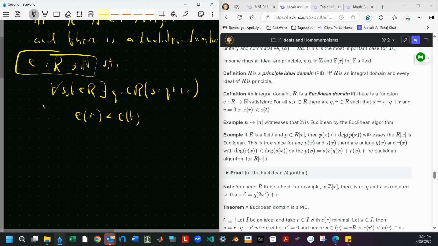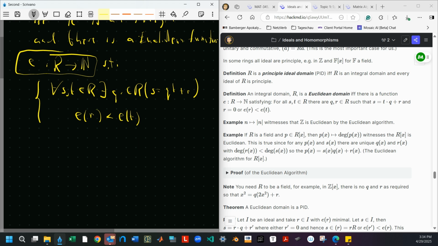One of them will be polynomials over fields, and the other one will be the Gaussian integers. So those are the two really interesting examples. Okay, so that's the definition. We have this kind of funny Euclidean algorithm. There's no requirement that this is unique in this case. I'm not assuming any uniqueness here.